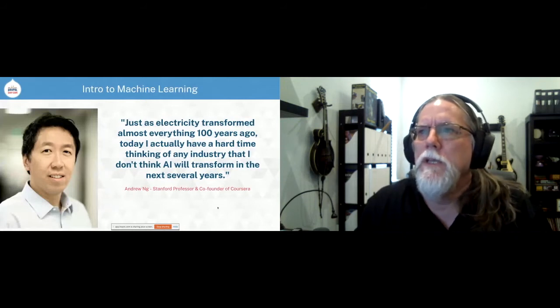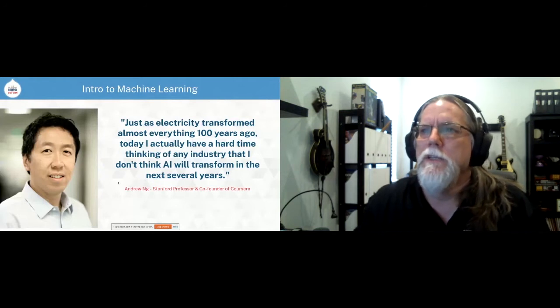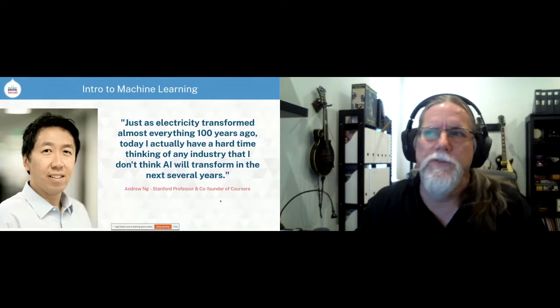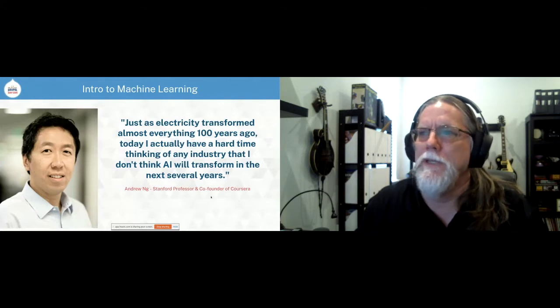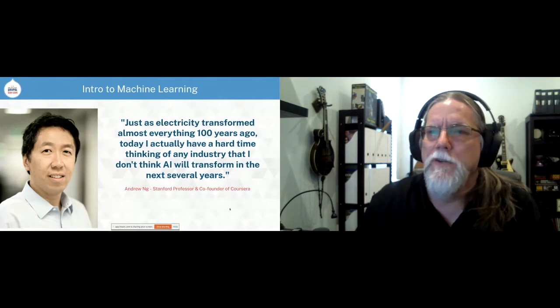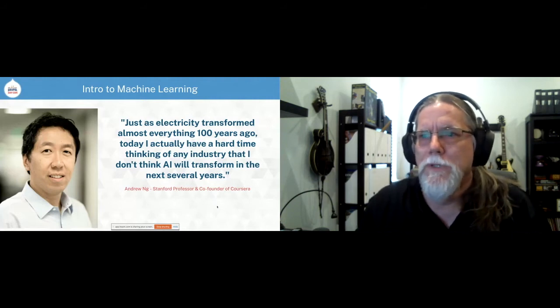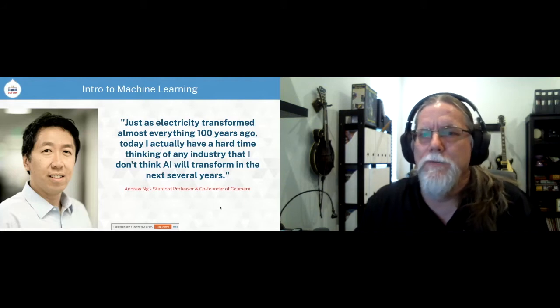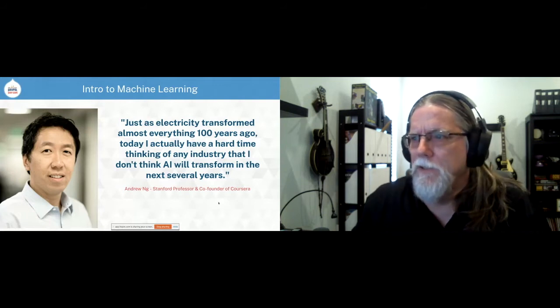This is Andrew Ng, and I took his machine learning course at Coursera. And he said that just as electricity transformed almost everything 100 years ago, today I actually have a hard time thinking of any industry that I don't think AI will transform in the next several years. So it's just like electricity. It's going to be a new revolution, and it's already having a serious impact on all sorts of technologies, and it's being used through many different businesses, and it's just going to grow and grow and grow.